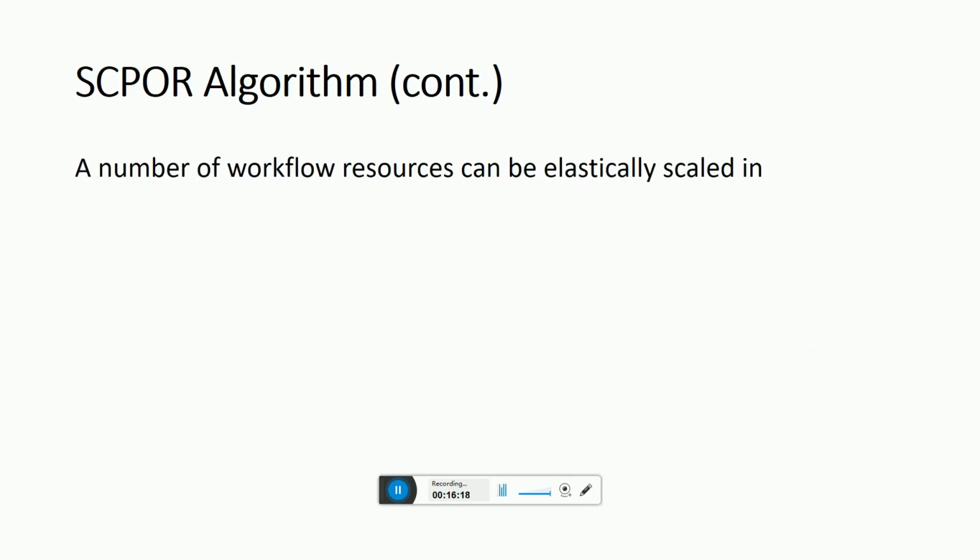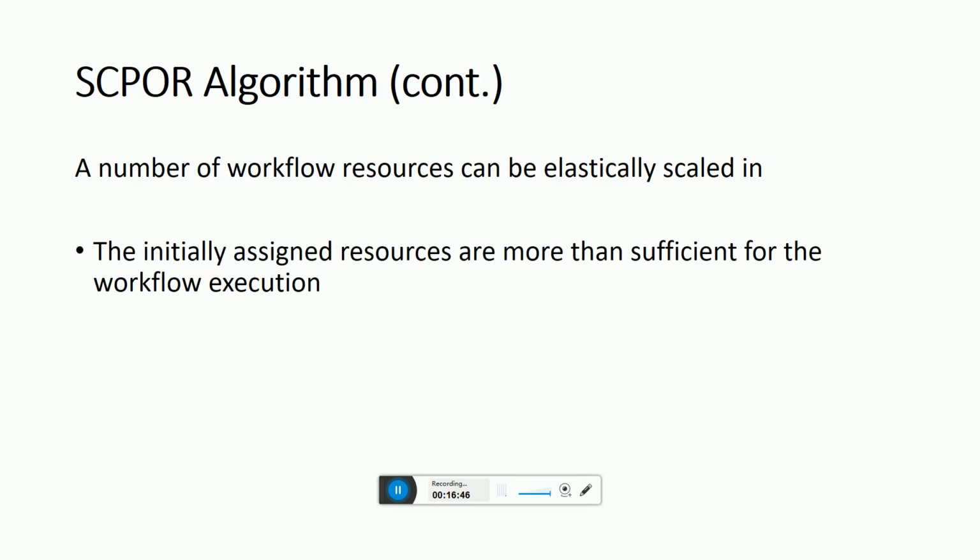After each task assignment, a resource Rk that has been kept idle longer than the given threshold will be released from the assigned resource R. In this case, the number of workflow resources can be elastically scaled in. There are three reasons that might cause this situation.